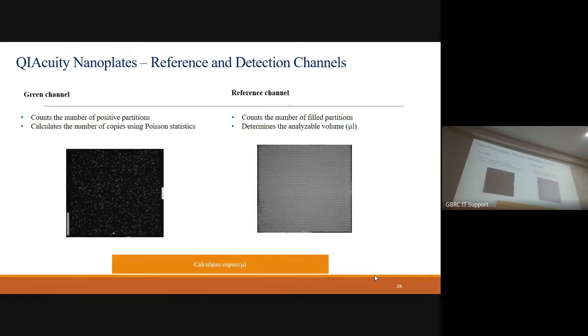So as I said, this is a reference channel that counts the number of filled partitions and determines the analyzable volume. Suppose a bubble or anything is there, so the analyzable volume will be low, and from that volume the software will calculate the copies. And the green channel is for EvaGreen as well as for FAM. If I am using a different dye, Cy5, then the channel will be red also. It counts the number of positive partitions and calculates the copies using Poisson statistics.